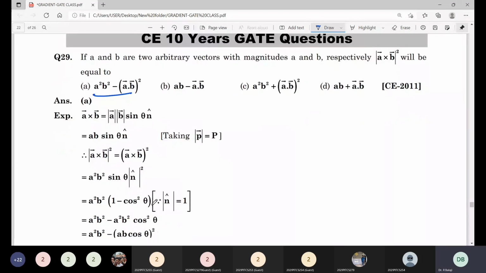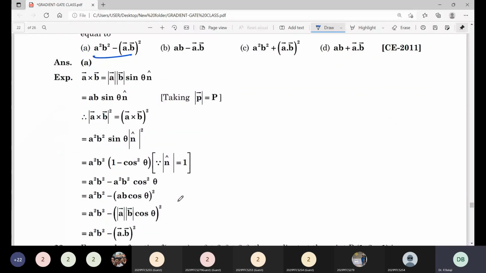Sin square theta is 1 minus cos square theta. Then we are multiplying this by A square B square: A square B square minus A square B square into cos square theta. So we can write this as AB cos theta whole square. Then AB cos theta can be written as modulus of A into modulus of B cos theta. Finally, the answer is A square B square minus A vector dot B vector whole square. That is the final answer.